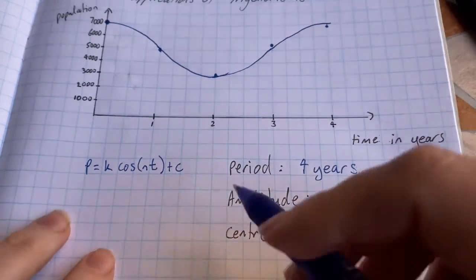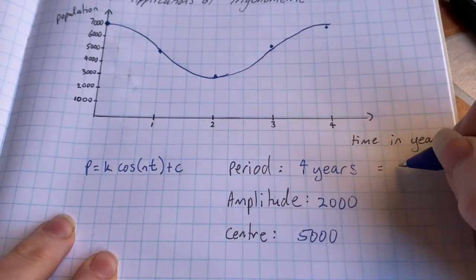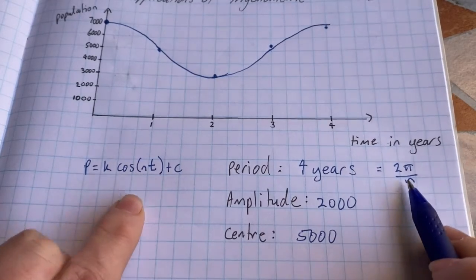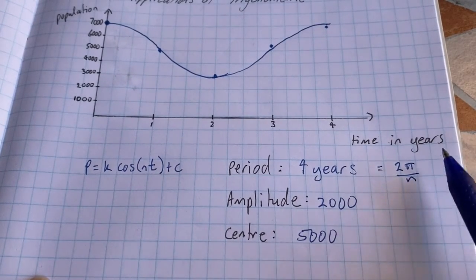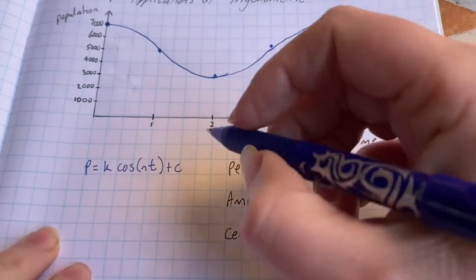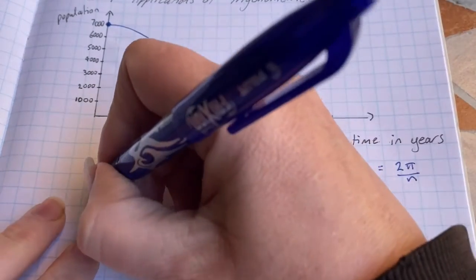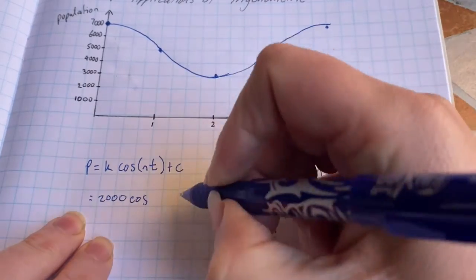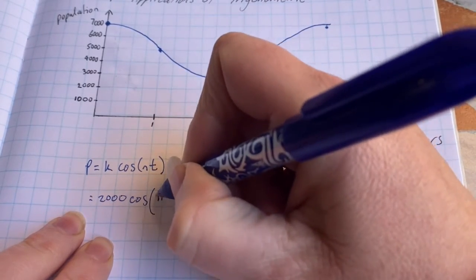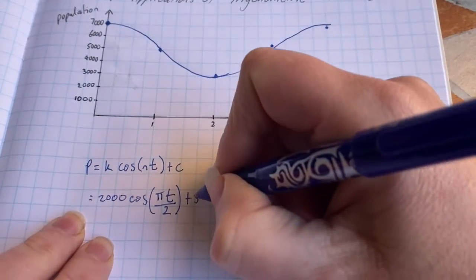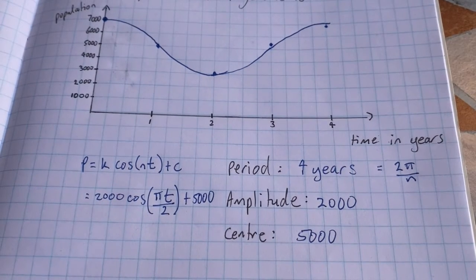Now we know that the period is equal to 2 pi over this number, and I've used N again. So our N is going to be, if we times by N and divide by 4, it's going to be pi on 2. Our K is our amplitude, so 2,000 cos(pi t on 2) plus the center, so plus 5,000. So there's our model, there's an equation for our function.